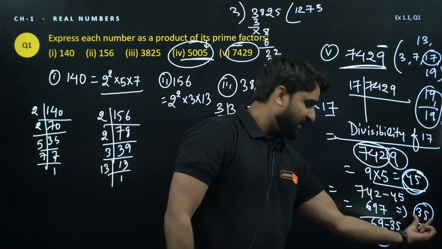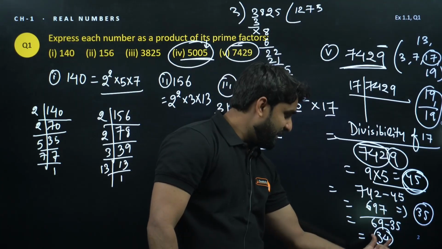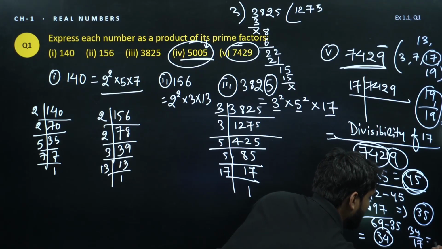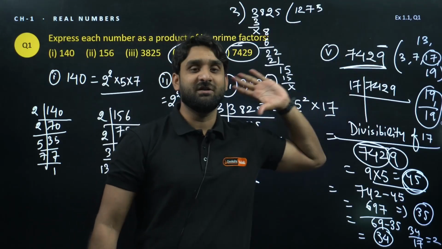So 7 5s are 35. Now subtract 35 from 69. So whatever number we are getting, now check whether the result after subtracting is divisible by 17 or not. So it is divisible by 17. So this number is also divisible by 17.